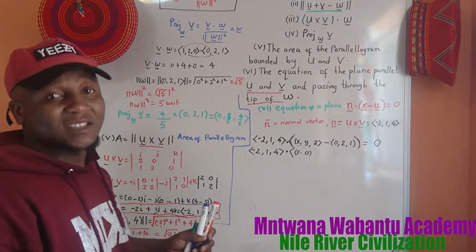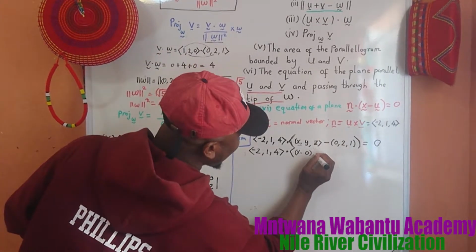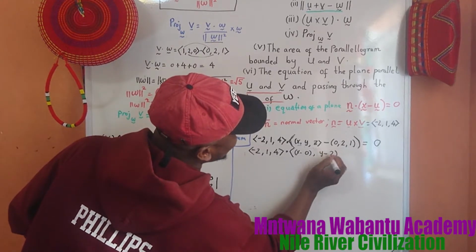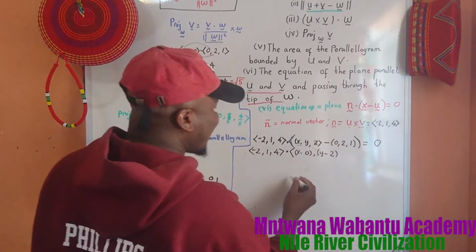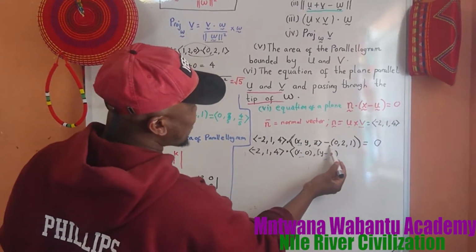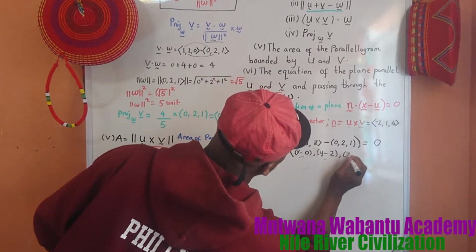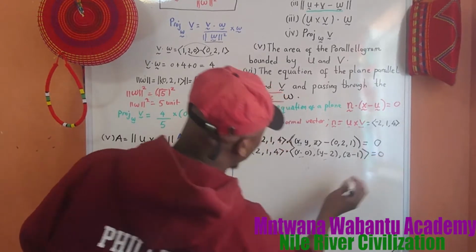We'll try to condense it. So y minus 2 is going to be comma y minus 2. It means you try to write in a single coordinate like x, y, z. Now we go for the last one, which is going to be z minus 1. So it's going to be comma z minus 1, equal to 0. So now we can do the dot product.